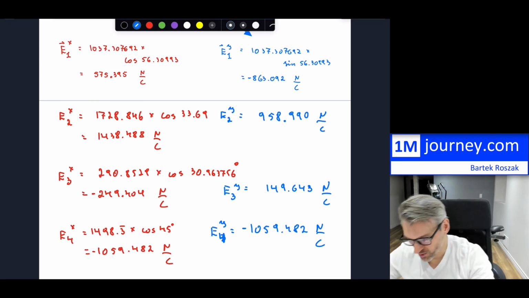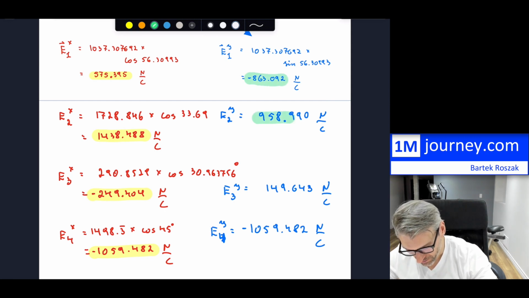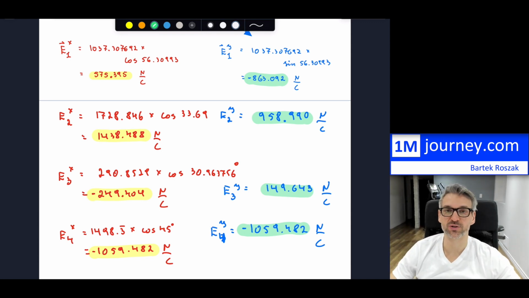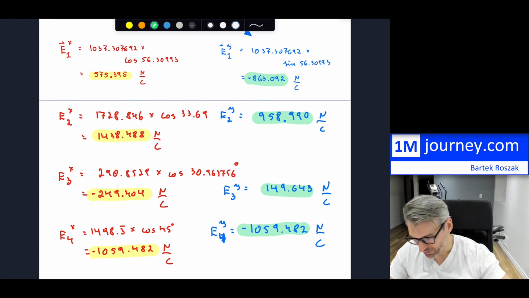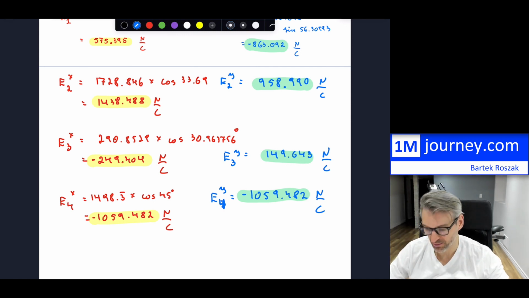So now once we have this, the last step here would be that we have to now capture all of these. Notice we have to take all of the X components and add them up, and then we have to take all of the Y components and add them up, and then we're going to get a result. That result is going to be the overall electric field at that particular point. So let me add these up. I'm going to add those up on the left and then add them up on the right.